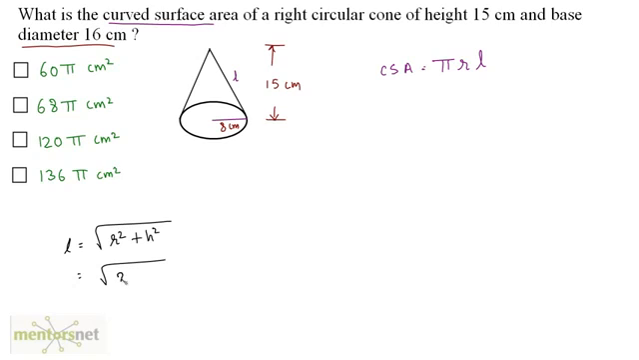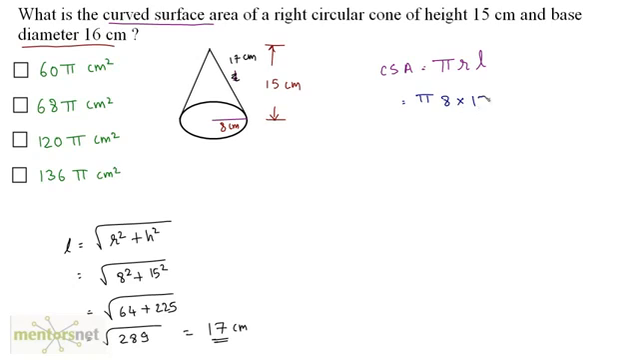We have the values of r and h. So this is the square root of 8 square plus 15 square. 8 square is 64 and 15 square is 225, and that is equal to the square root of 289, which is 17. So the slant height is 17 centimeters. Let's put our data into the formula. So this is pi times r, which is 8, times the slant height, 17. 17 times 8 is 136, so 136 pi, and the unit will be centimeter square. So this is our curved surface area, option D.